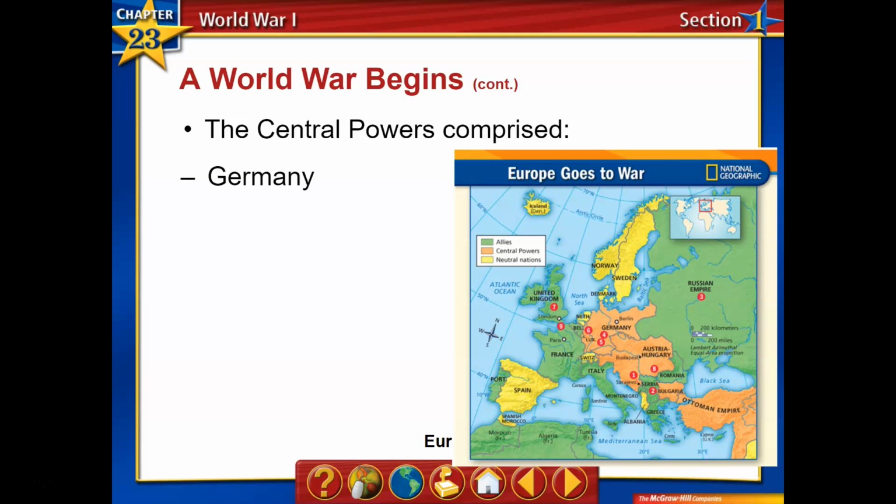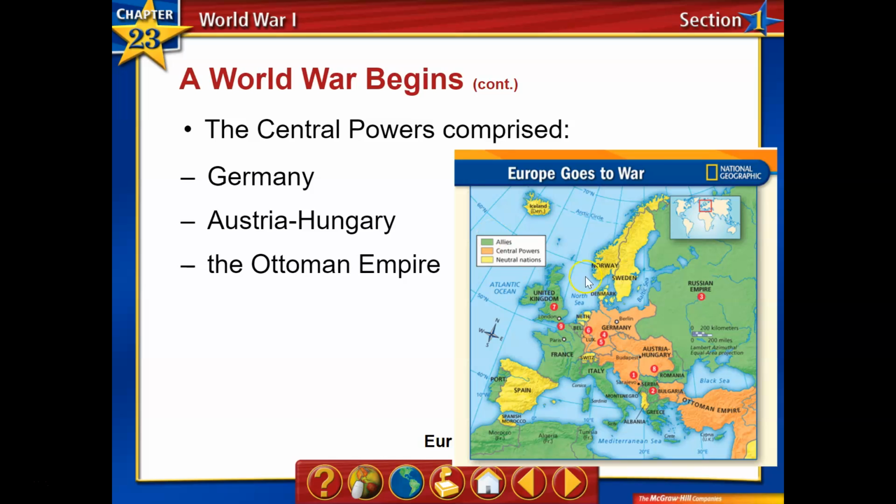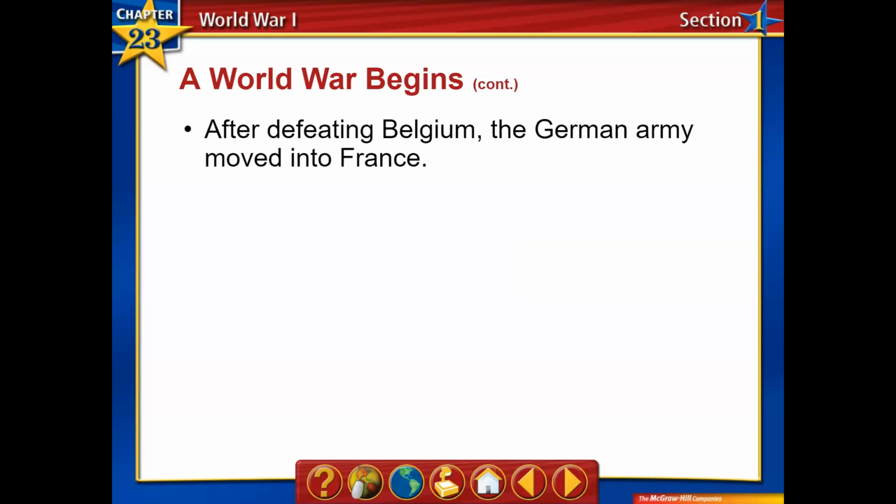The Central powers are Germany and Austria-Hungary, so again, two members of the Triple Alliance. And then you've got the Ottoman Empire, who are looking to preserve their stake in modern-day Turkey, Syria, Jordan, Israel, and Palestine as well. They're certainly starting to deteriorate at this point.